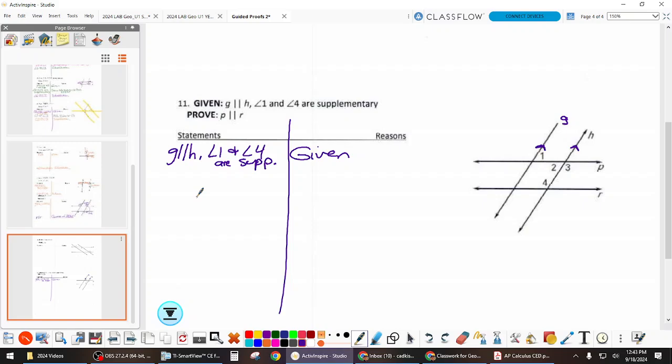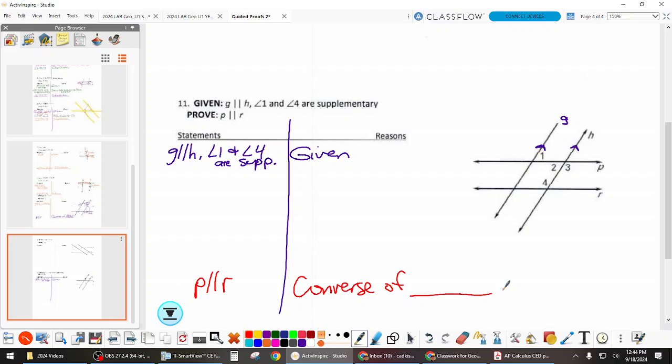Well, we are proving lines parallel. So, where do you look on your reference page? How can you prove lines are parallel? Just those last five. So, it's either converse. We know that this last step is going to be converse of something. So we just have to figure out what.